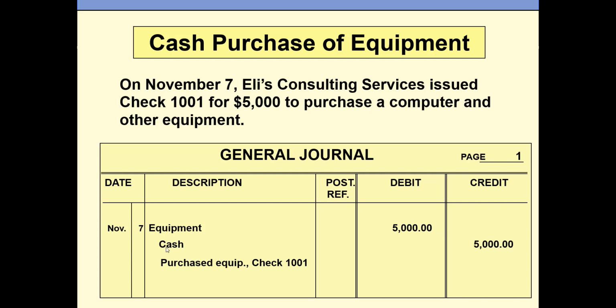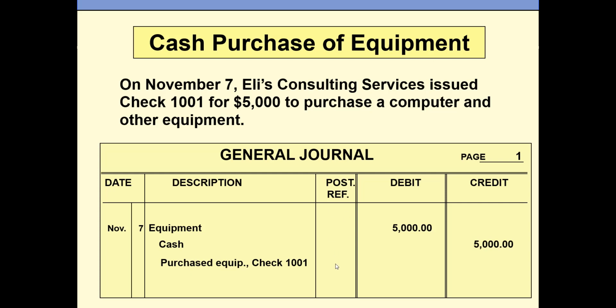And then our credit is to cash. And you'll notice cash is indented just a little bit here. And then you write the credit in the credit column here. And then most journal entries, you have room here for just a little description. This is very unofficial. It's just something to remind you what you're recording. So you could say purchased equipment for check number 1001. Again, this is unofficial. It's a note to help you if you were to go back to that journal entry to jog your memory. Oh yeah, that's what we were doing there. So that is your entry.